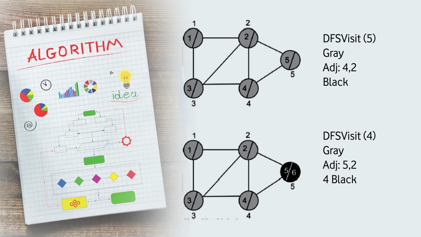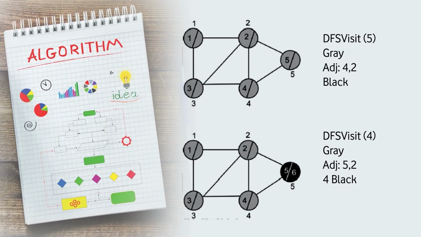So you have to mark the 5 node as black and return to the parent of 5. Now what is the parent of 5? The calling function. Who called 5? Check in the back. 5 is called by the parent, that is 4. So DFS visit 4 will again be resumed. Now check, it is already marked as gray, so there is no need to mark it as gray again.